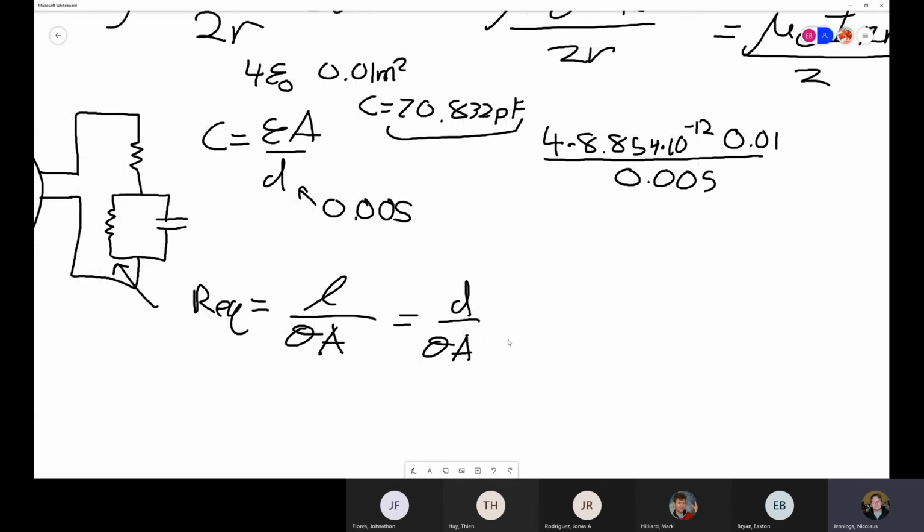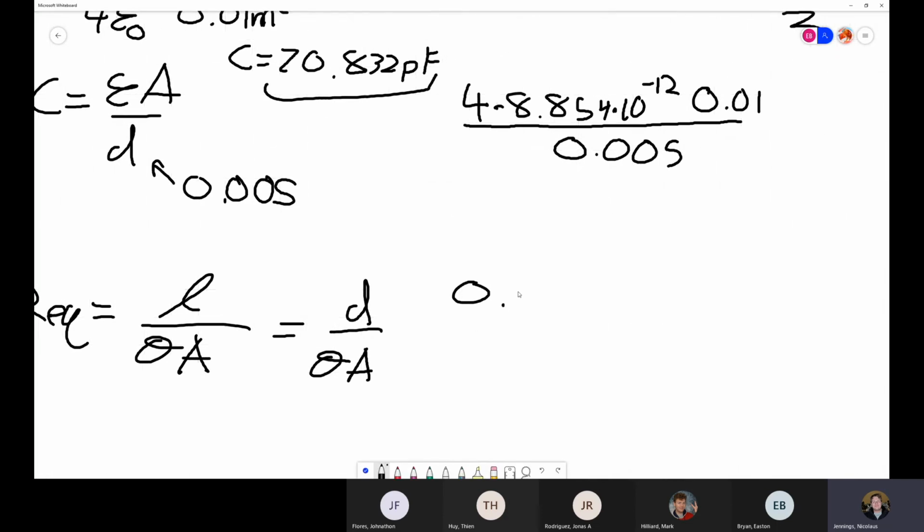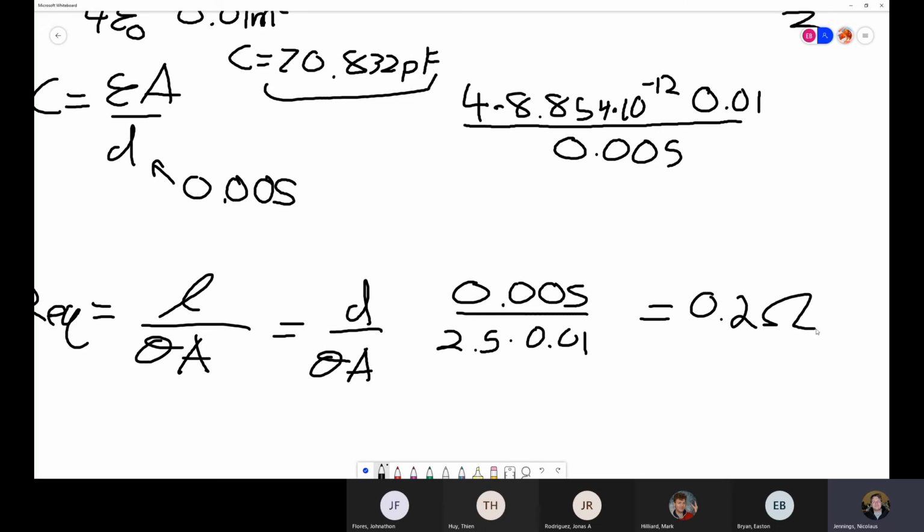We're given sigma, I believe, as 2.4. Is it right? 2.5. So we can just do 0.005 over 2.5 times 0.01, and that should give you 2.2 ohms. So it equals 0.2 ohms. Yeah. Okay. Yeah, that's right.